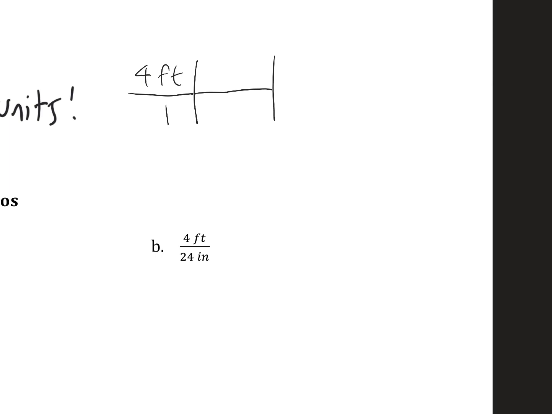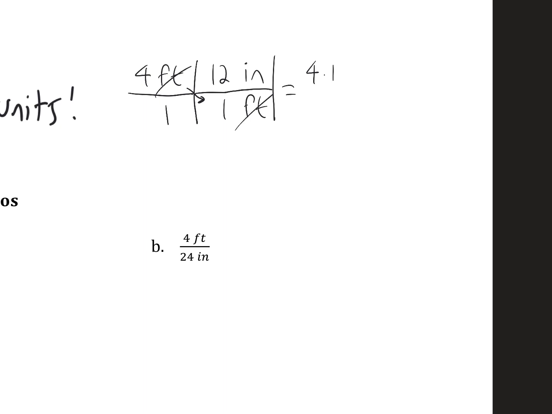If we want to get rid of feet, we want to go to inches. So if we want to cancel feet, we want to put it diagonal from where it is. So we're going to put 1 foot down here, and we're going to put 12 inches on top. And if the units are diagonal from each other, they're going to cancel, so feet are going to cancel. Okay? Then we're going to multiply straight across the top and straight across the bottom.